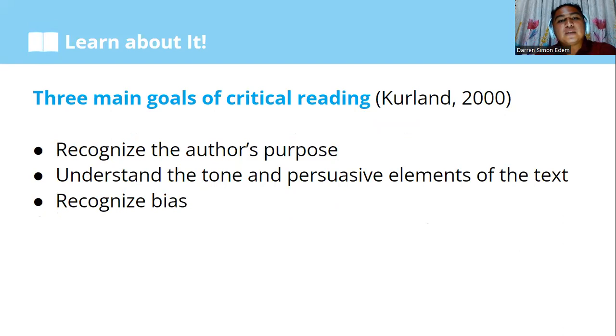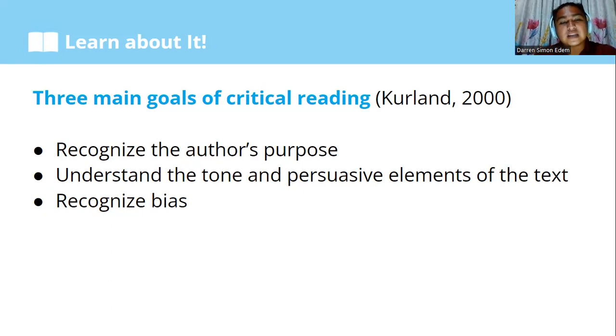Now, we have the three main goals of critical reading. First, we need to recognize the author's purpose. What is the author trying to convey? What's the intent of this particular text, article, or literary piece? In other words, the reason of the author. What's the purpose? Why is the author writing this? Second, we need to understand the tone. What's the mood or the emotion? Is it a happy perspective, a sad perspective, an activist's perspective? Are we challenging a particular system, government, or machinery?